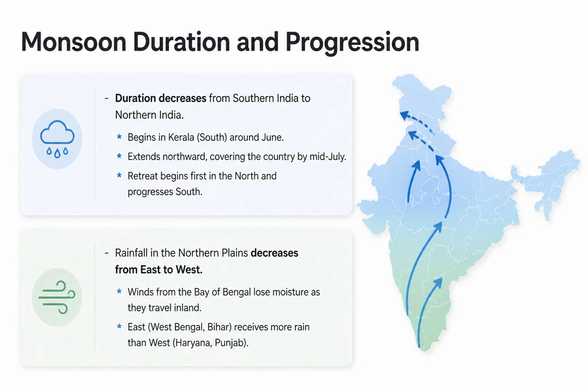Understanding the spatial progression of the monsoon is critical. The duration of the monsoon season actually decreases as you move from south to north. It hits Kerala in the south first, around early June, and takes over a month to reach the far north. When it retreats, it leaves the north first. Additionally, in the northern plains, the amount of rainfall decreases from east to west. As the moisture-laden winds travel inland from the Bay of Bengal across West Bengal and Bihar, they drop their rain, leaving much less moisture by the time they reach Haryana and Punjab.